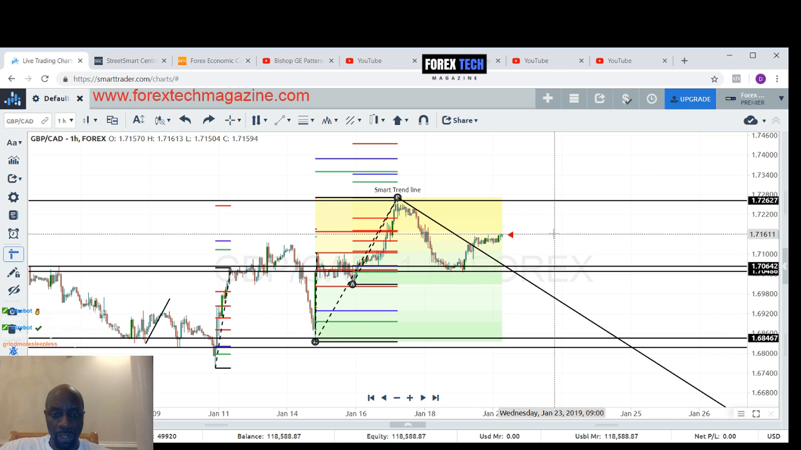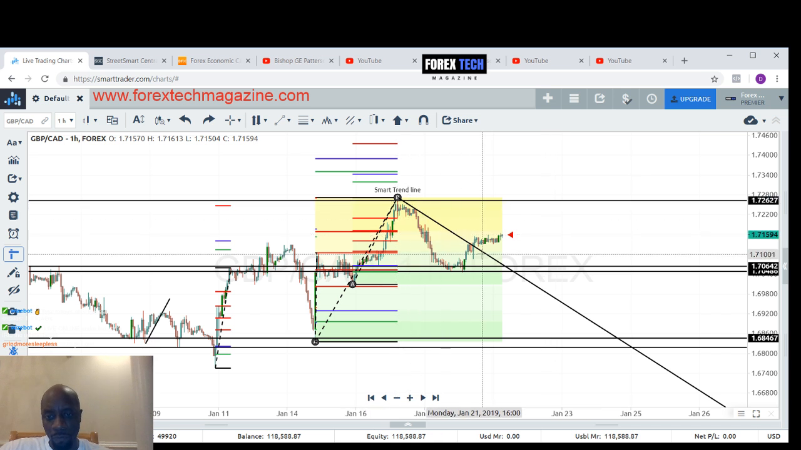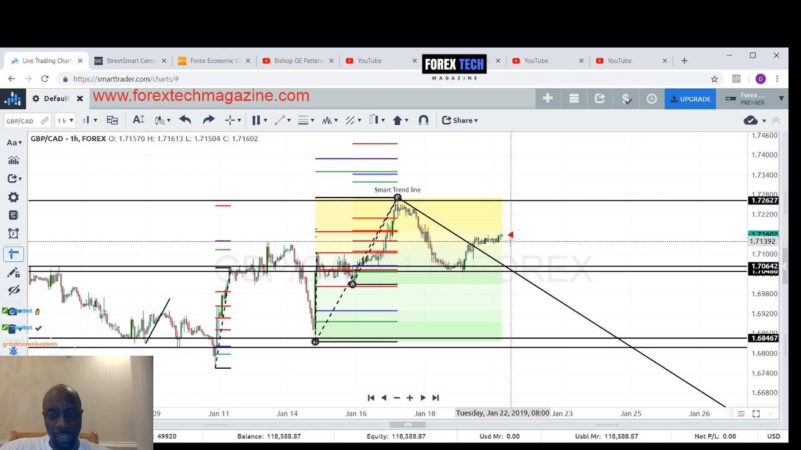So let's look at this one right here. Kind of the same deal. Price has crossed over into the buy zone, right? It's up above our counter trend line. So this is a clear signal from the market. It's saying, yes, we can get in here and buy at this time if we like to.